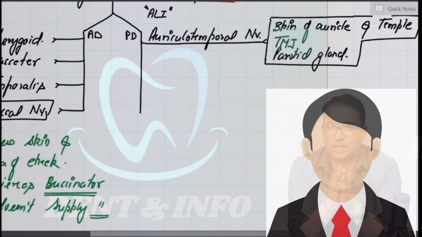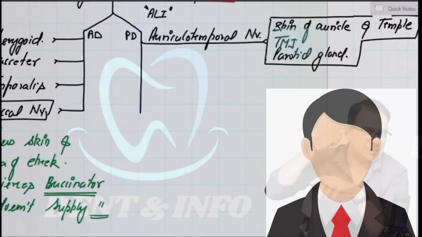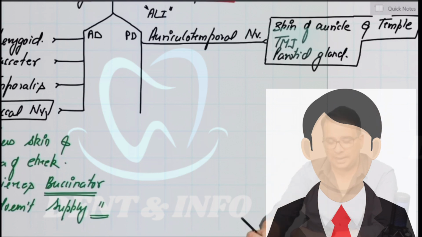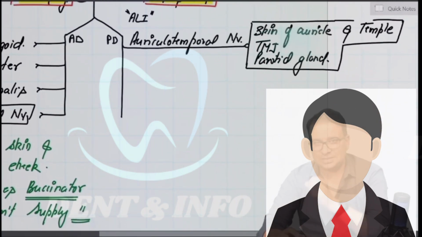That's the property of the auriculotemporal nerve, guys. It supplies the skin of the auricle and temple. It supplies this area's skin. It supplies the temporomandibular joint, TMJ, and it is also supplying the parotid gland. So that's A of Ali.